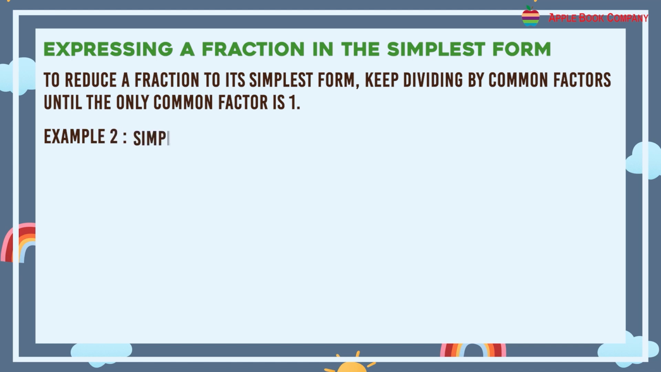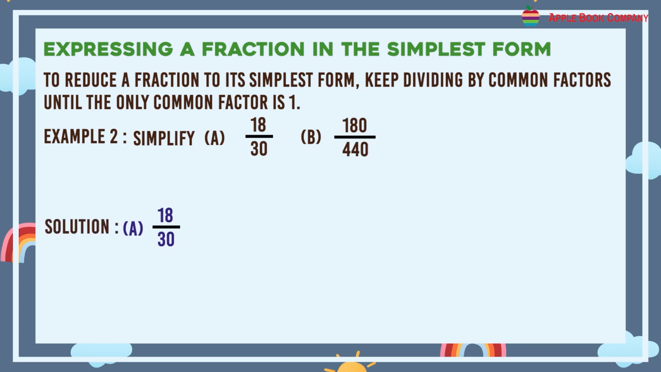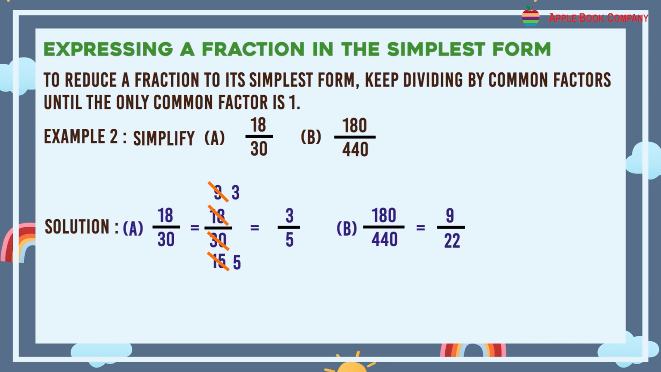Example 2. Simplify. A, 18 by 30. B, 180 by 440. Solution. A. 18 by 30 equals 18 by 30. 18 is reduced to 9 by taking 2 as a common factor, and 30 is reduced to 15 in the same way, and 9 is reduced to 3 by taking 3 as a common factor, and 15 is reduced in the same way, which equals 3 by 5. B. 180 by 440 equals 9 by 22.